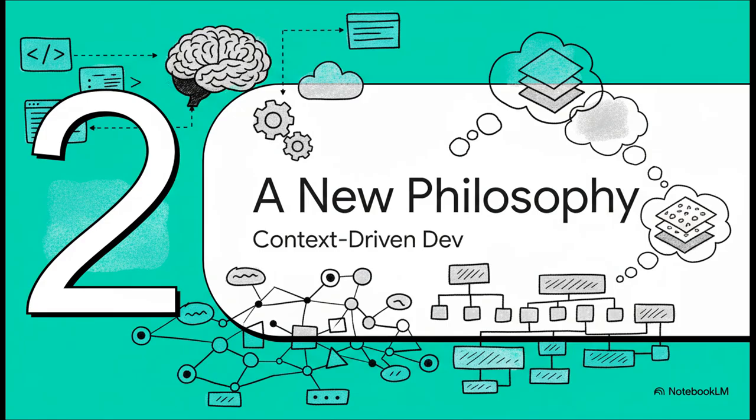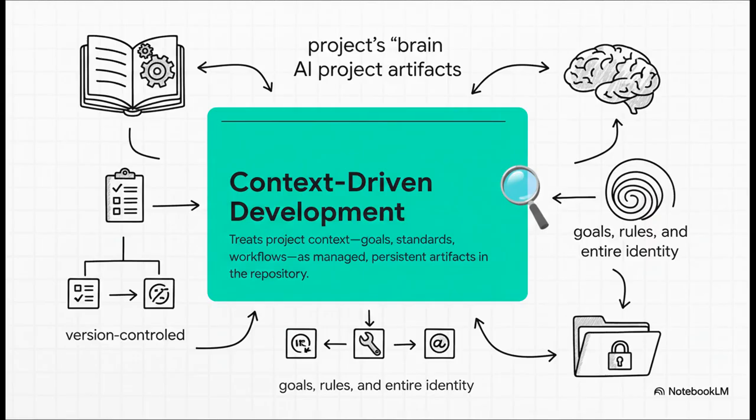So what's the fix? Well, it's not just a new feature. It's a whole new philosophy. It's called context-driven development, or CDD for short. And the core idea behind CDD is honestly a game changer. It's about stopping our reliance on these super fragile chat histories. Instead, you take the project's brain, its goals, its technical rules, its entire identity, and you make it a permanent, version-controlled part of the code repository itself. That way, the AI can tap into it anytime.